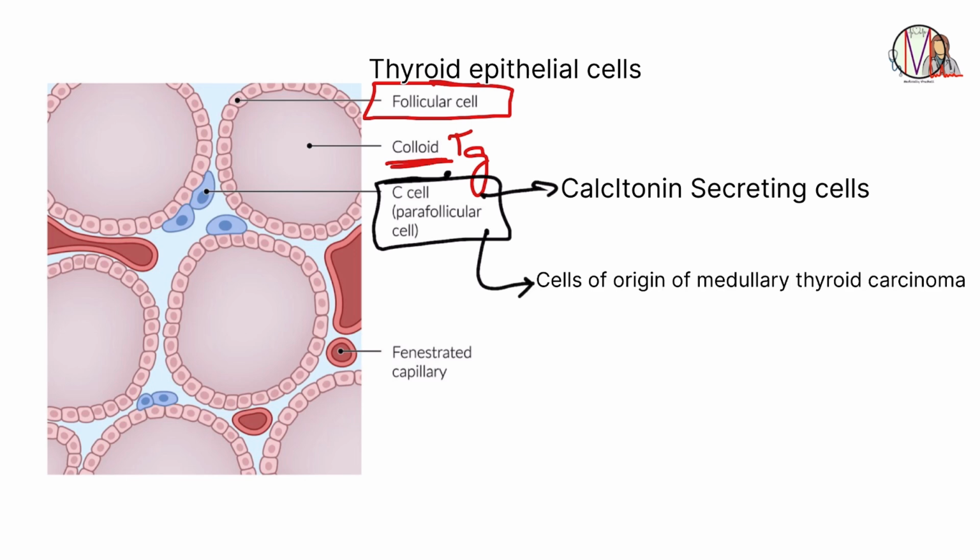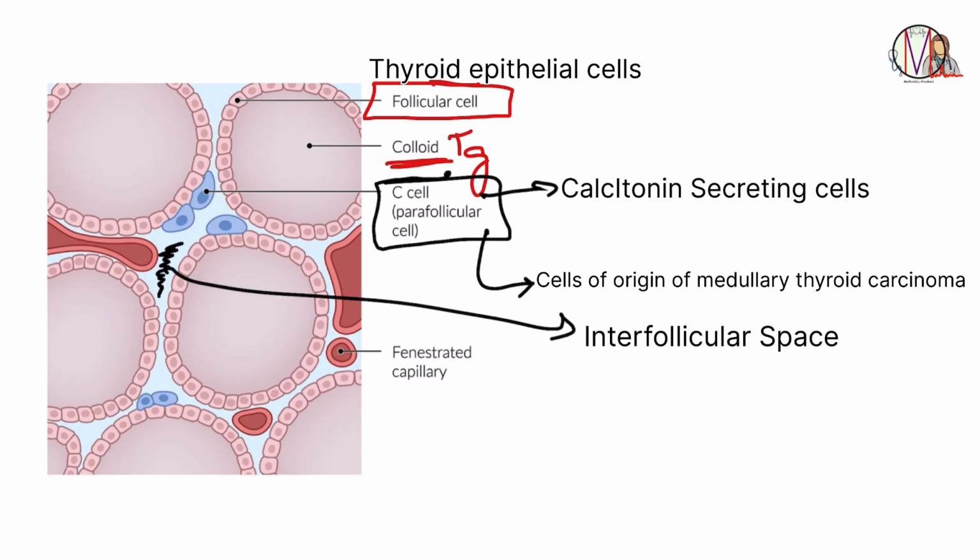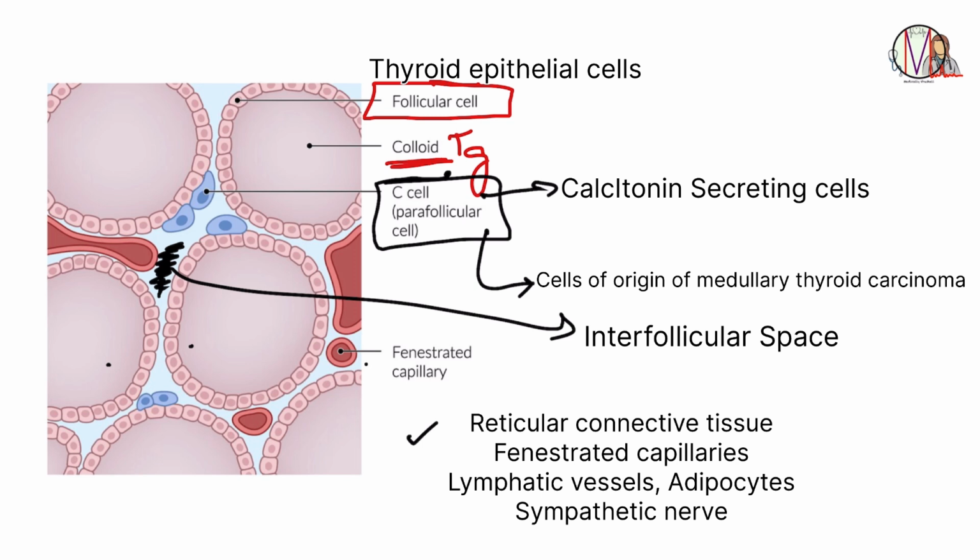We'll discuss these cells in detail, but before moving to that, let's check out the space over here in between follicles. This is the interfollicular space. By the name itself, it's so clear that it is the space between two follicles. And this interfollicular space is filled by reticular connective tissue, fenestrated capillaries, lymphatic vessels, adipocytes, and sympathetic nerves. Now, as we are already talking about the blood supply, lymphatic vessels, and innervations, let's finish it off here.